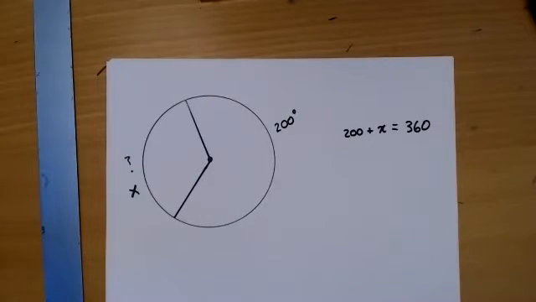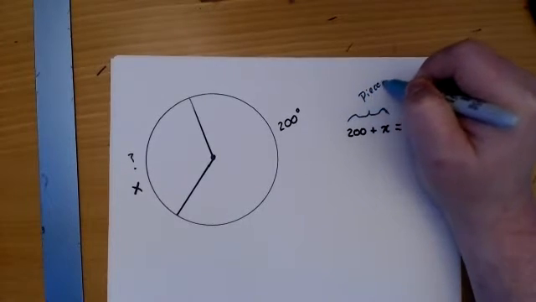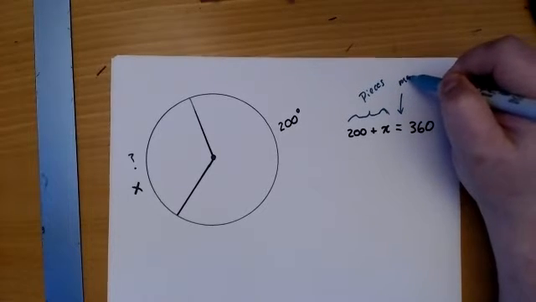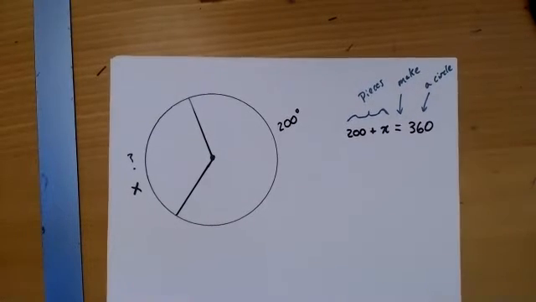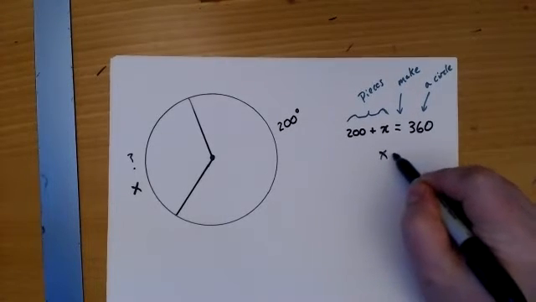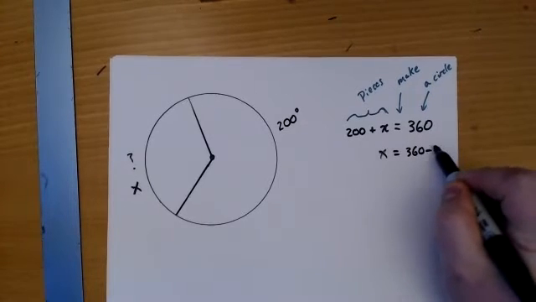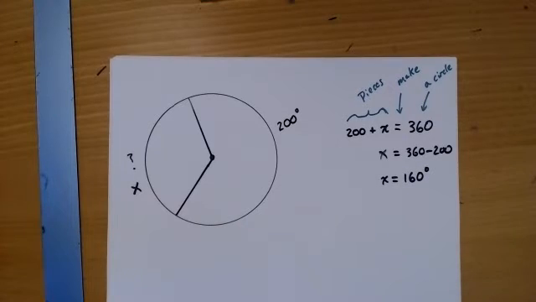We talked about that before, that the pieces make a circle. And then you just do some algebra. So you're going to take away 200 from both sides, and you get 160 degrees. Make sure you get that one, because I'll be honest with you, that's a lot. If you get the idea there, you'll be in pretty good shape.